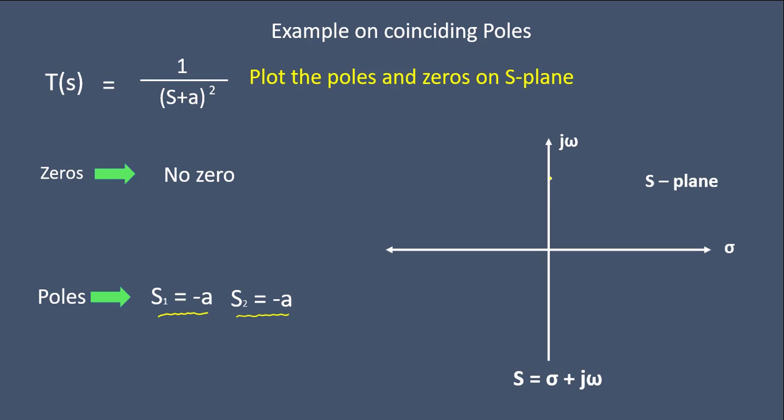Now we have to plot this on the S plane. So the first pole is at minus A, and again we have one more pole on the same location, and it is also at minus A. So these are called multiple poles or multiple zeros. You can say these are repeated multiple poles on the real axis.